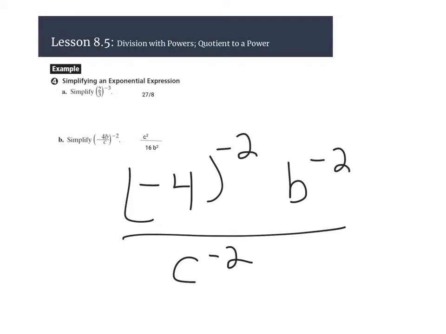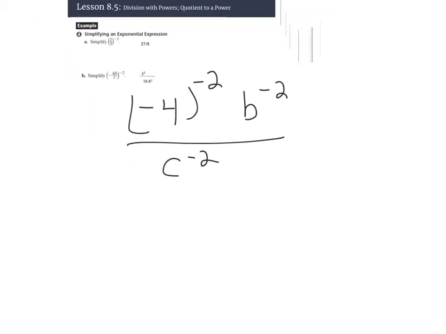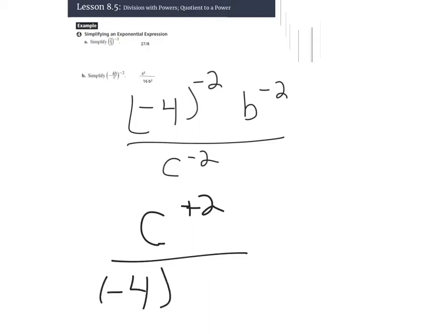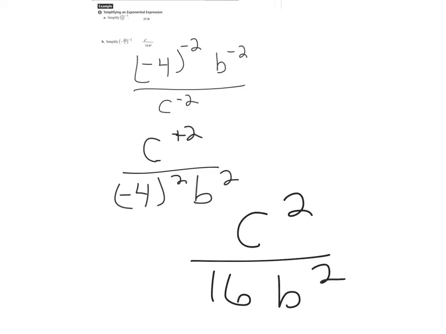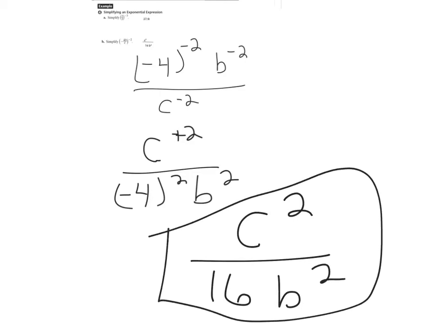Okay, so now that we've got that negative 4 to the negative second, b to the negative second, over c to the negative second, remember with our negative exponents, they're going to change the location of that in the fraction. So I'm going to bring that c to the negative second into the numerator, and that becomes a plus now, right? And then over negative 4 to the second, b to the second. Then I'm going to simplify that down just a tad more, and I get c squared over 16, because a negative times a negative is a positive, 16b squared there. And so now we have our simplified expression.